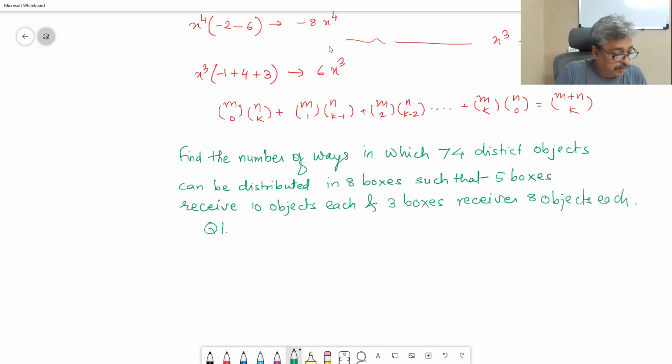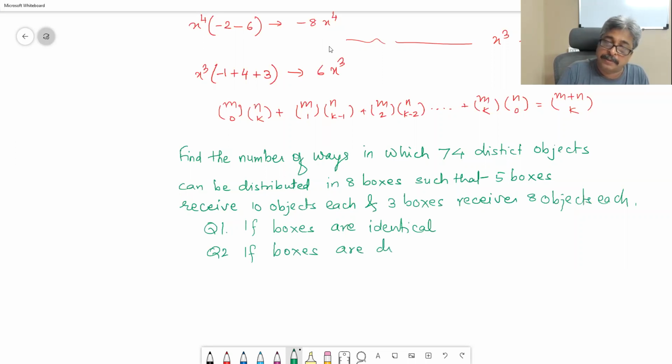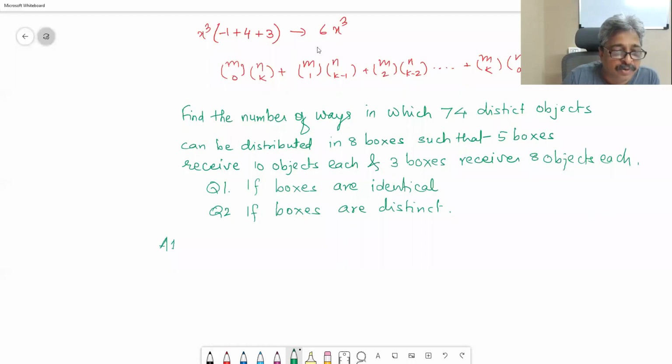Question 1, if boxes are identical. Question 2, if boxes are distinct. I will wait for 5, 7, 8 minutes and then start discussing. If at all you arrive at an answer, show me the answer in factorial notation. Record the answer for 1.